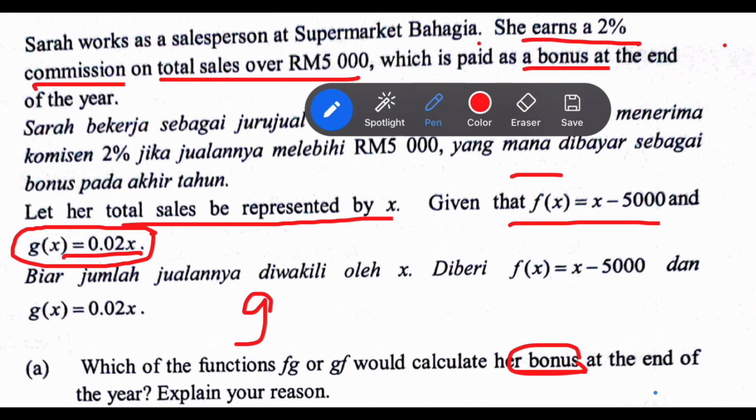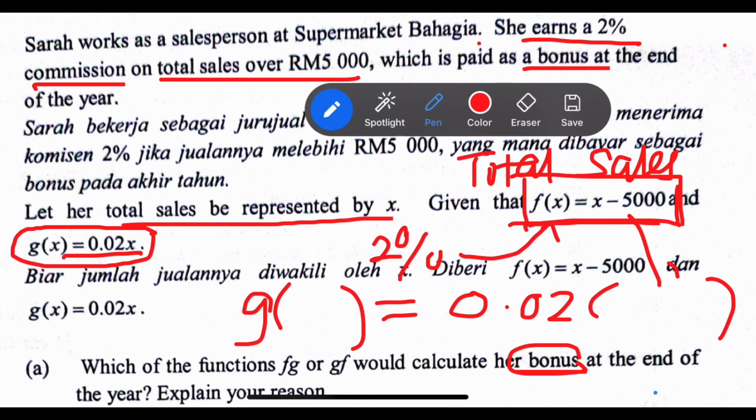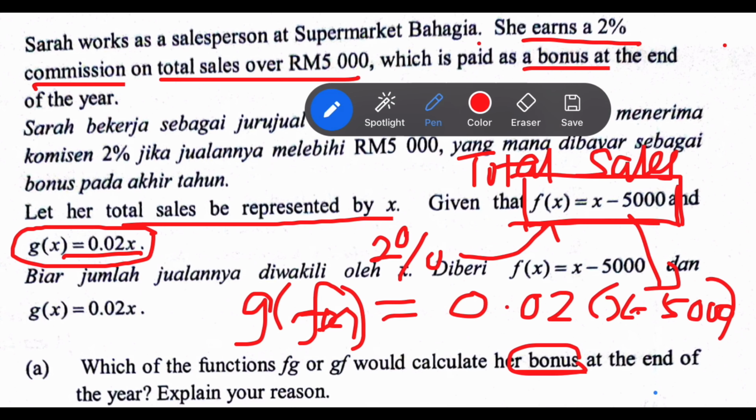So that means you have to substitute f into g, because the bonus is actually 0.02, or 2%, of the total sales, right? And the total sales function was given by f(x), so you have to substitute f(x) into g(x). So in this case we will use gf(x). We substitute the object into the function, but when we read, we read it as g followed by f. So gf(x) is actually 0.02 times the total sales function, which is x minus 5,000.